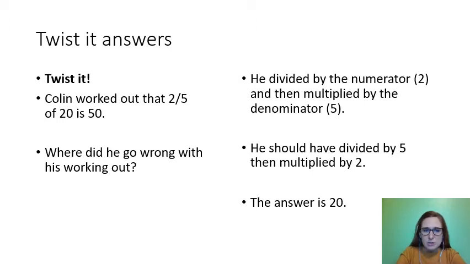What he was supposed to do was 20 divided by 5 and then times it by 2. But instead he divided by the numerator, which is 2, so 20 divided by 2 is 10. Then he multiplied by the denominator. 10 times 5 is 50. What he should have done is divided by 5, then multiplied by 2. The actual answer should be 20.